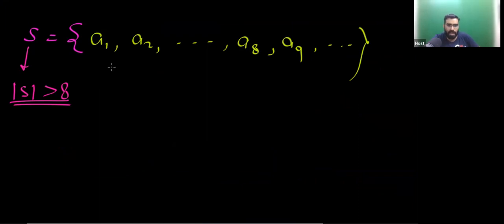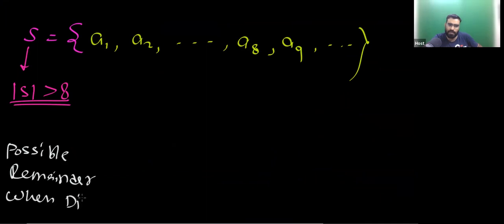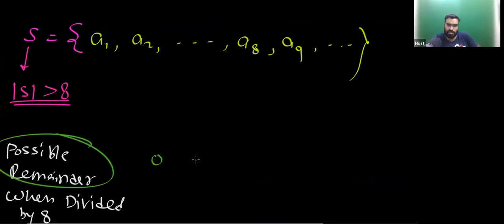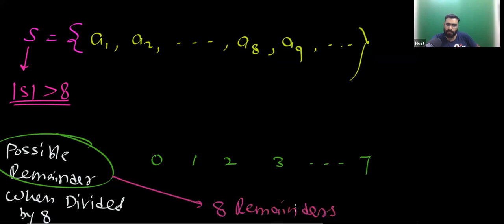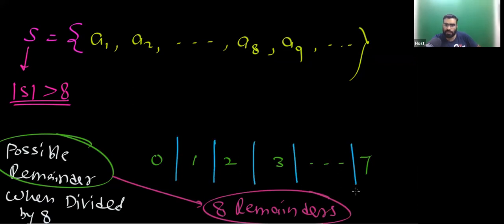Remember, when you divide by 8, how many remainders are possible? What are the possible remainders when you divide by 8? The possible remainders are 0, 1, 2, 3, and so on, up to 7. Total 8 remainders are possible. These are the possible remainders.